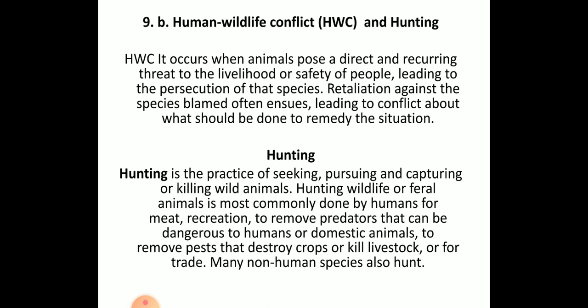And human wildlife conflict is when an animal poses a direct threat. You can see now, during the COVID-19 lockdown, many different animals came out on roads, many different types of birds were on the roads. That is the human wildlife conflict. When there is no disturbance from humans, wildlife animals tend to come out, or they tend to expand their habitat. That is how human wildlife conflict takes place.